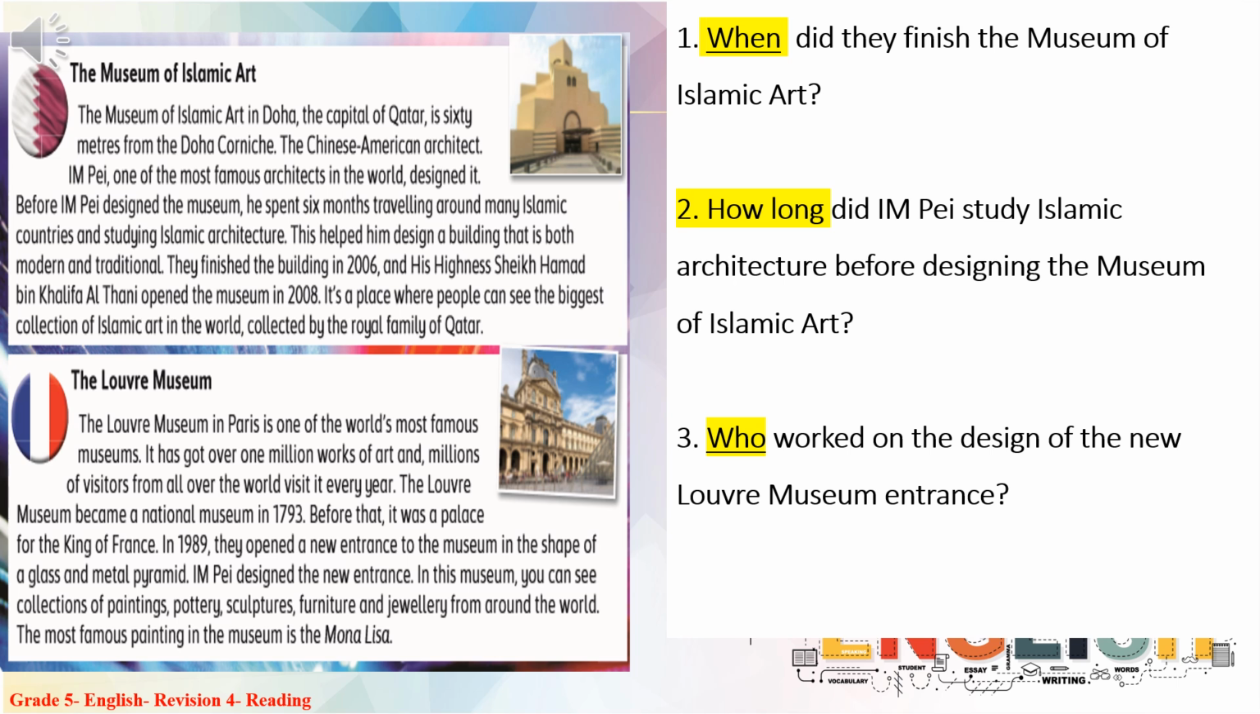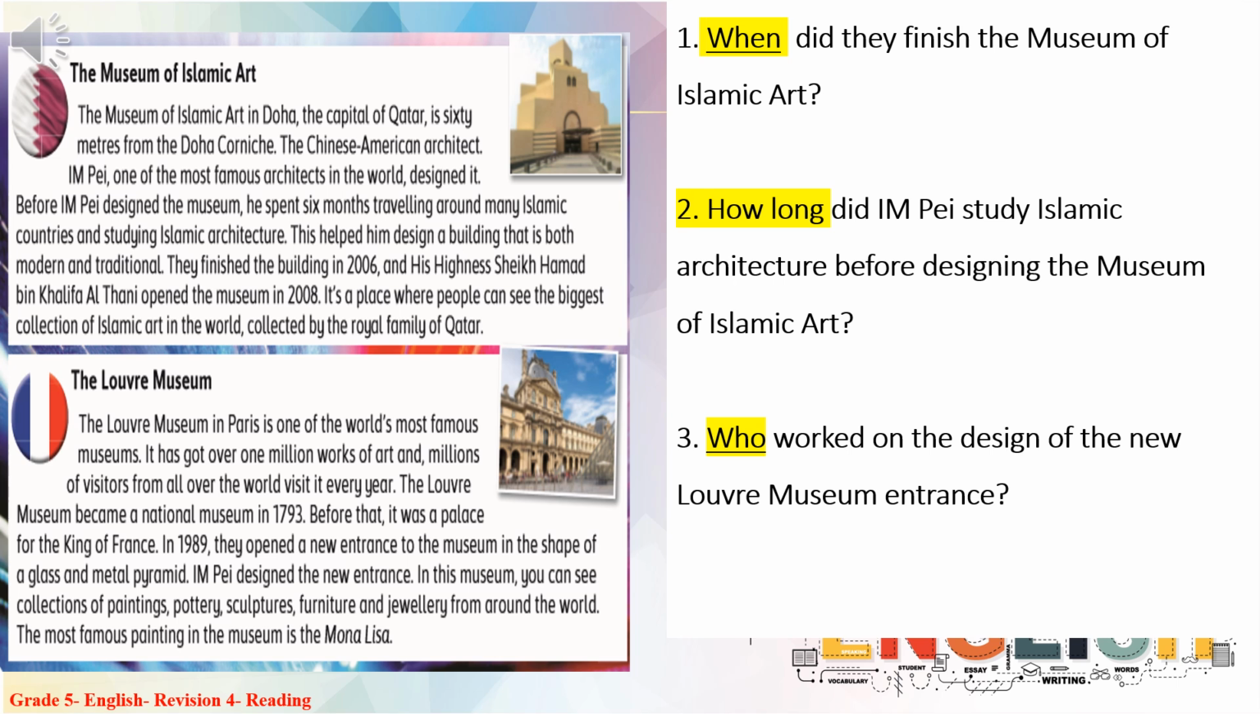Museums around the world. The Museum of Islamic Art. The Museum of Islamic Art in Doha, the capital of Qatar, is 60 meters from the Doha Corniche. The Chinese-American architect I.M. Pei, one of the most famous architects in the world, designed it.